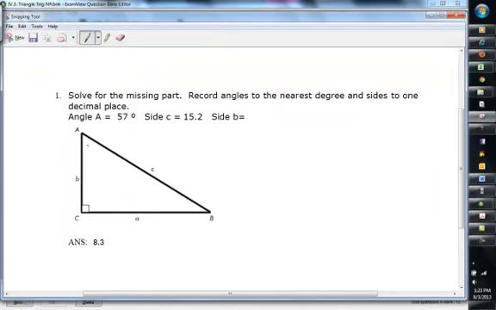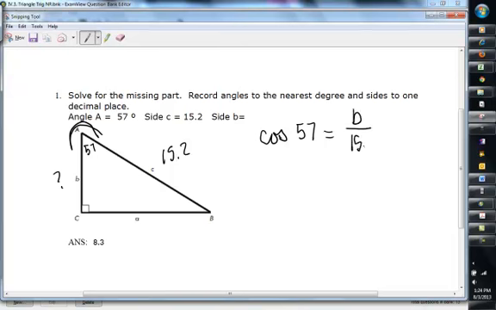Angle A is 57 degrees. Side C is 15.2. Find side B. These two sides are the hypotenuse and the adjacent side to that angle. Adjacent and hypotenuse are related by cosine. So the cosine of 57 is the adjacent side, B, over 15.2. Multiply both sides by 15.2.